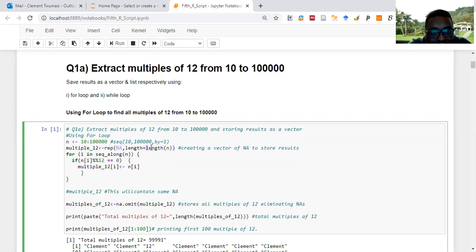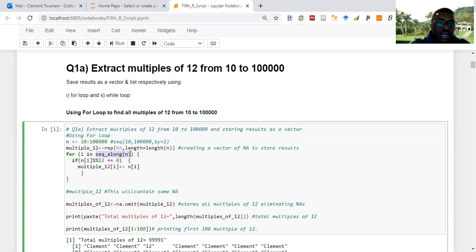And then here we are saying length of n. So n, you know that n is actually a vector from 10 to 100,000. So the length of that will just give us how many observations or numbers are within that sequence. So basically that's what I'm doing. Okay, and then so here, first of all, I'm saying that for i in sequence along S.